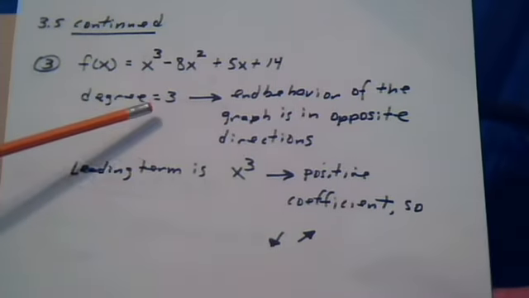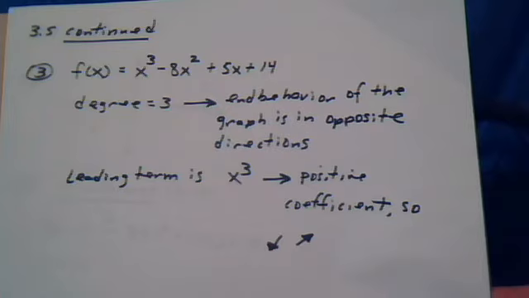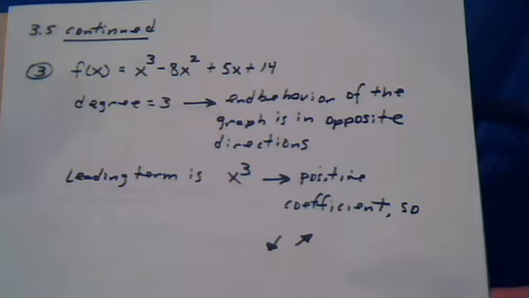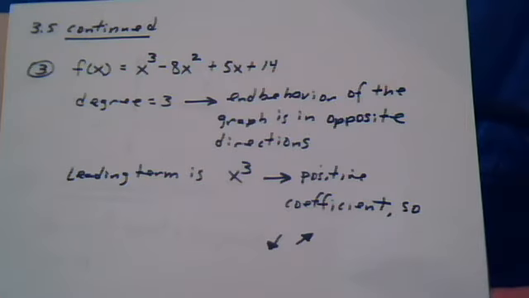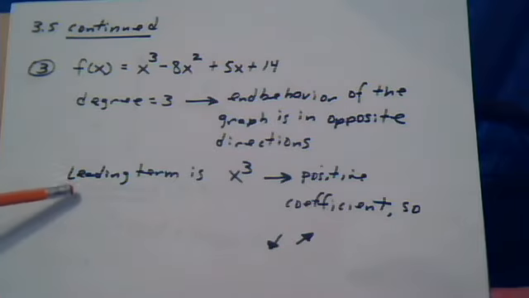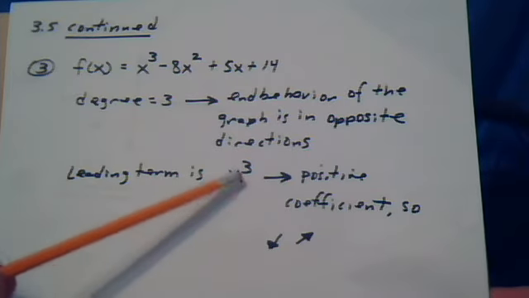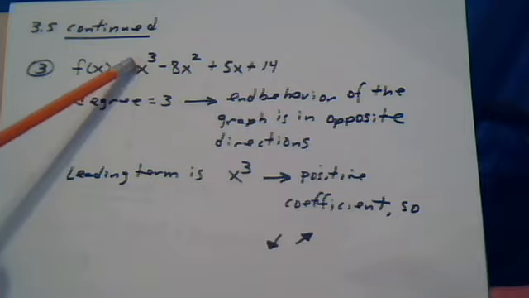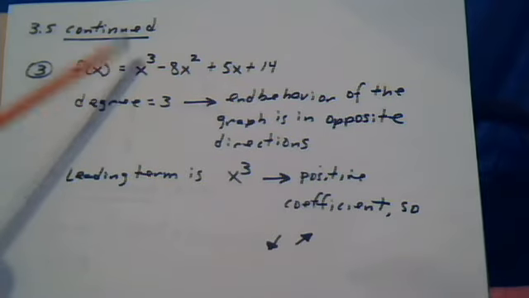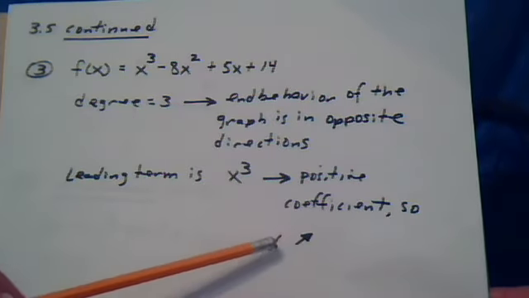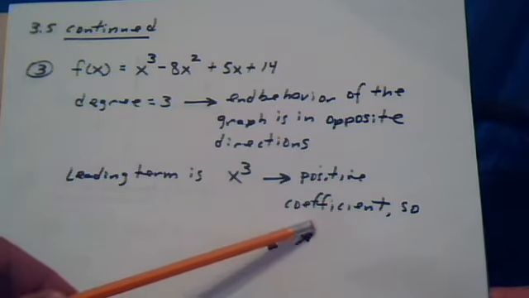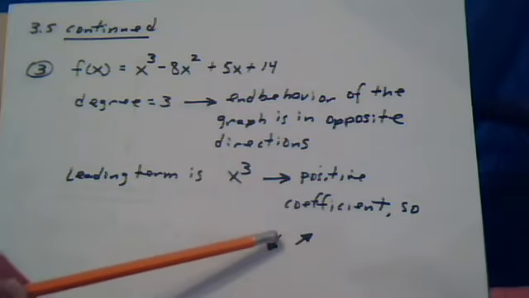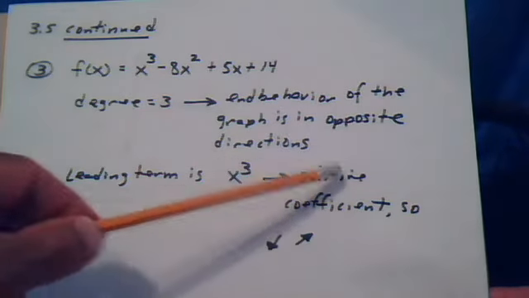If the degree is 3, the end behavior of the graph is in opposite directions. That means the graph of this polynomial at the ends are pointing in opposite directions. And then, by looking at the leading term, x to the third, look at the sign. Since it's positive, the ends are pointing in opposite directions in this manner. The left is falling and the right is rising. So falling, rising.